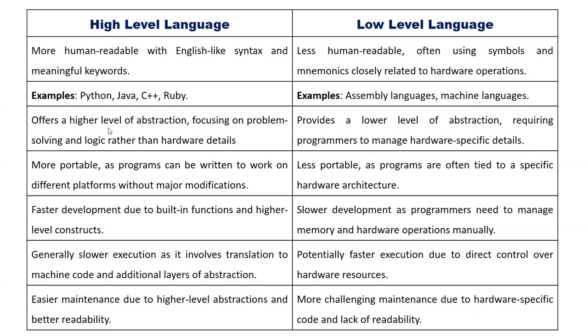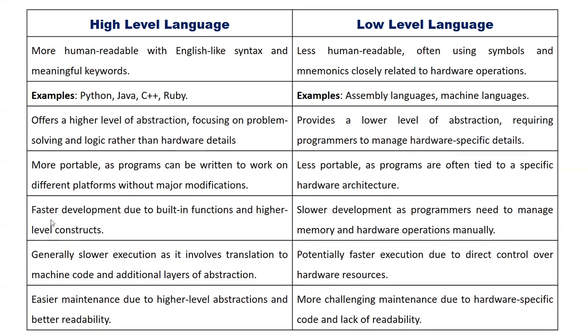High-level language offers a higher level of abstraction, focusing on problem-solving and logic rather than hardware details. Low-level languages provide a lower level of abstraction, requiring the programmers to manage hardware-specific details. High-level languages are more portable as programs can be written to work on different platforms without major modifications. Low-level languages are less portable as programs are often tied to a specific hardware architecture.